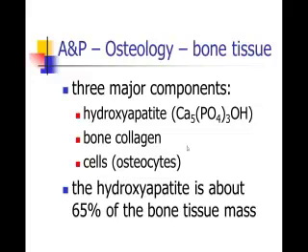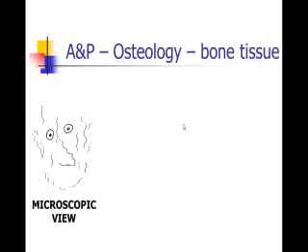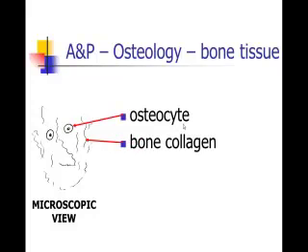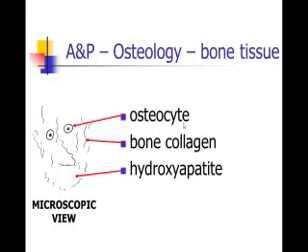So in a bone, normally the hydroxyapatite is going to be about 65% of the bone mass, roughly 2/3. Okay, and here is a drawing from a microscope slide of bone tissue. So we have the osteocytes, we have the bone collagen, the protein fibers, and then most of what you see is hydroxyapatite, the mineral.